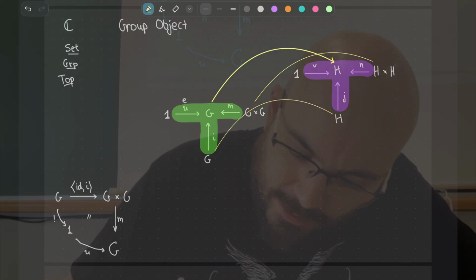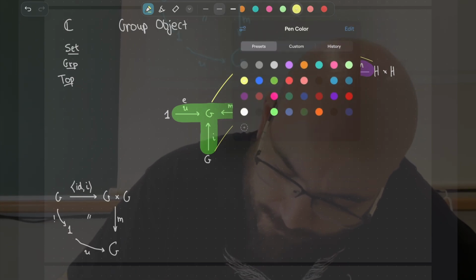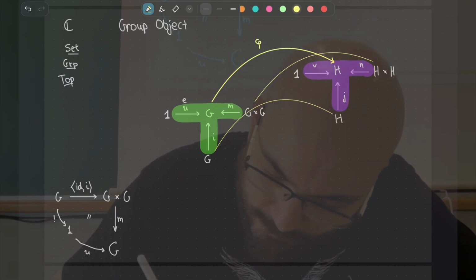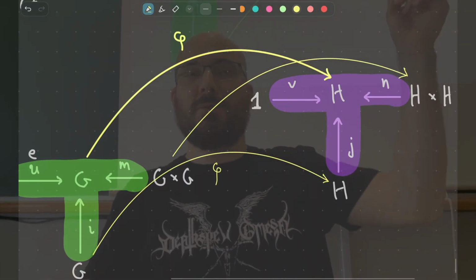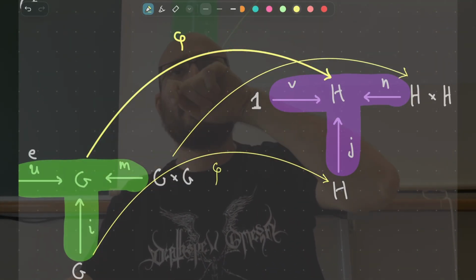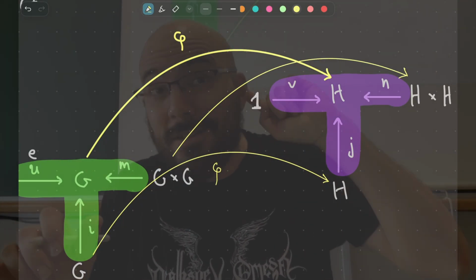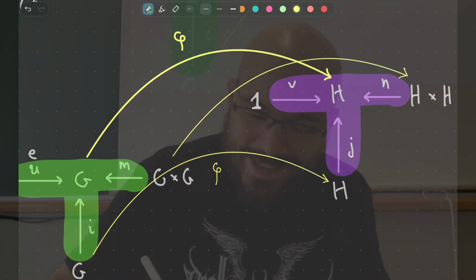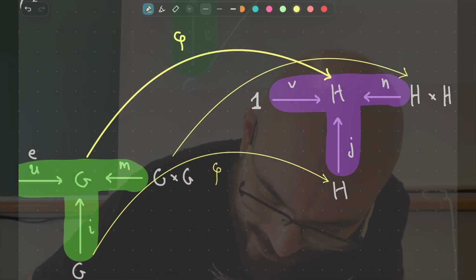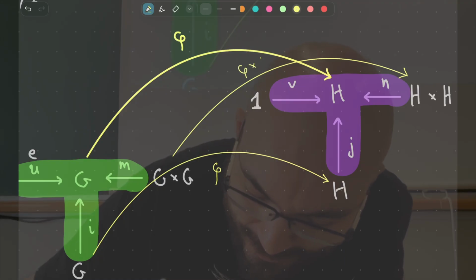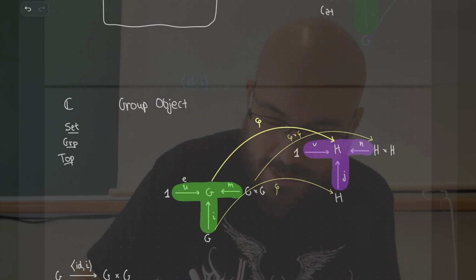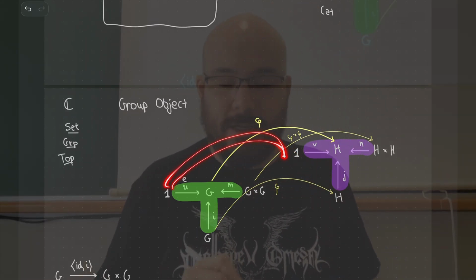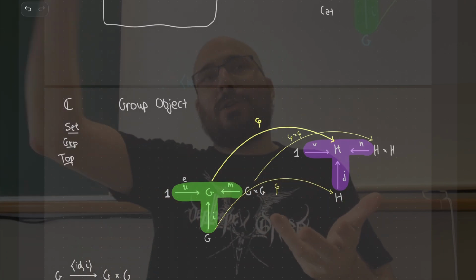So let's call this phi. This is phi as well. And what is this arrow here, the one that goes from G cross G to H cross H? Are they phi? Okay. Yes, so it's phi cross phi as well. It's phi cross phi, right? And here, I don't even need an arrow. Here it's an equality, right? Okay, so I have all those arrows.